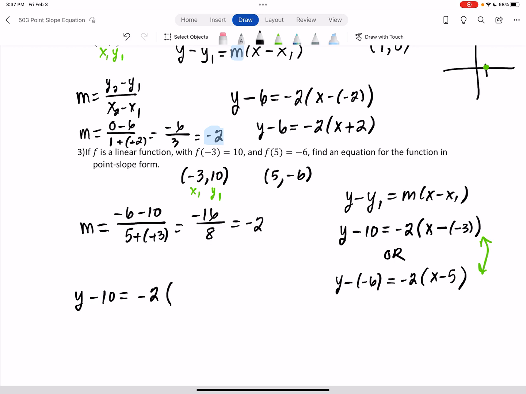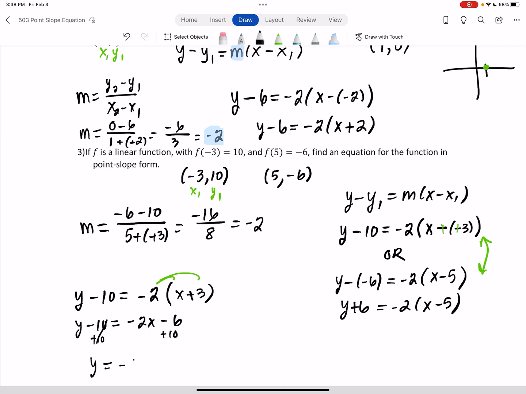So y minus 10 is negative 2 times x. Since I have minus minus, I'm going to turn that into plus 3. This one is y plus 6 is negative 2 times x minus 5. So to turn these into slope-intercept form, I'm going to try to isolate the y. So distribute: y minus 10 is negative 2x minus 6. Add 10 to both sides. Y equals negative 2x plus 4.